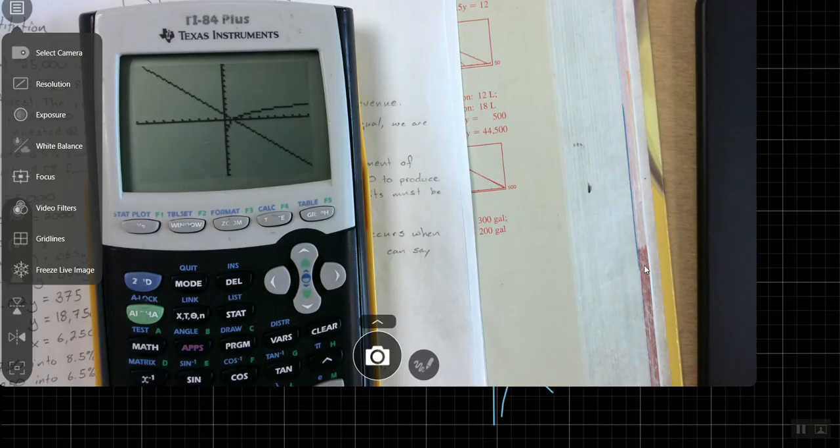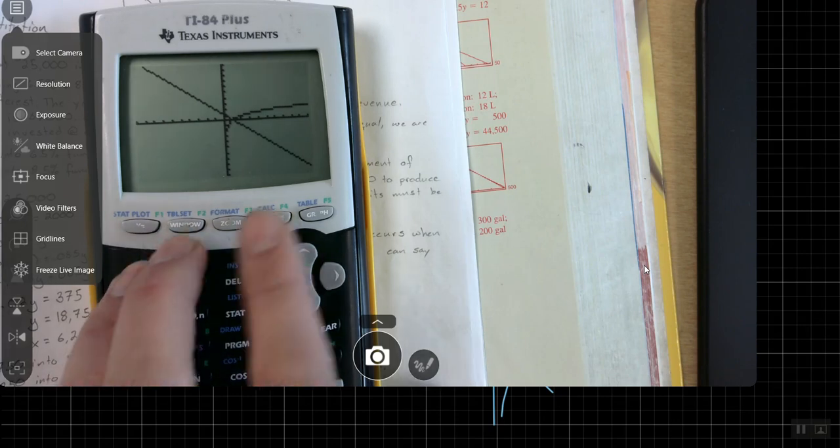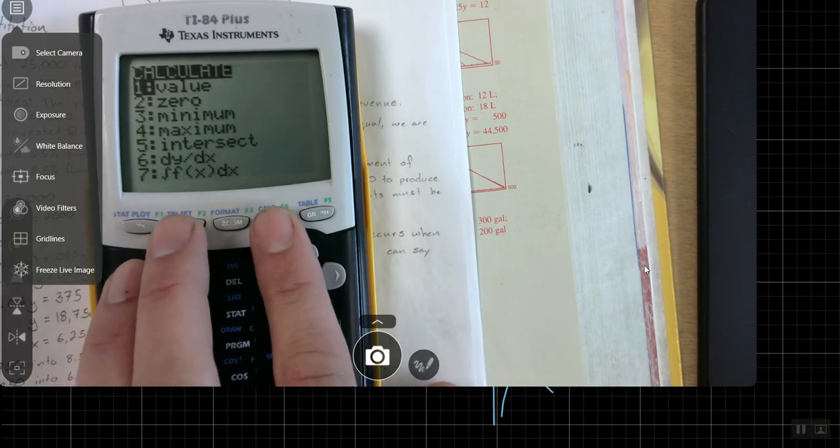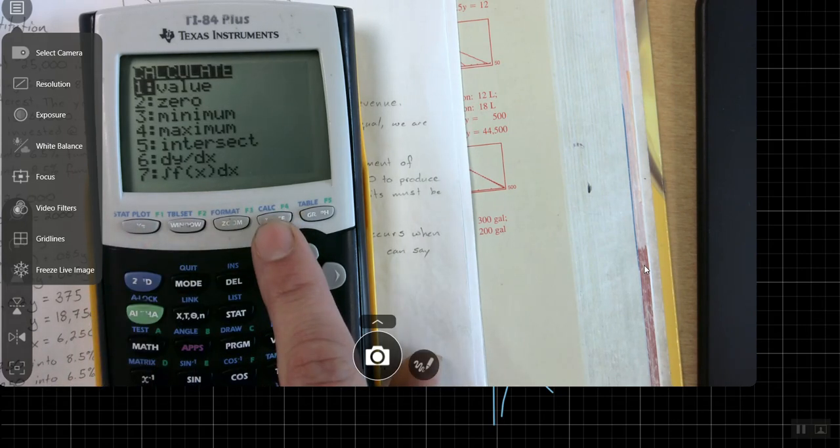Okay. Now, we could zoom in if we wanted, but we're not just going to trust the graph. If we look at this, what does this say above trace? Trace is one of the buttons up here. What's above it? And that's short for what? Calculate. I was expecting calculus. I was going to give you a hard time. I hit second, calculate.